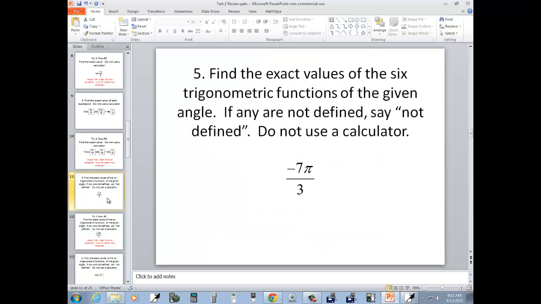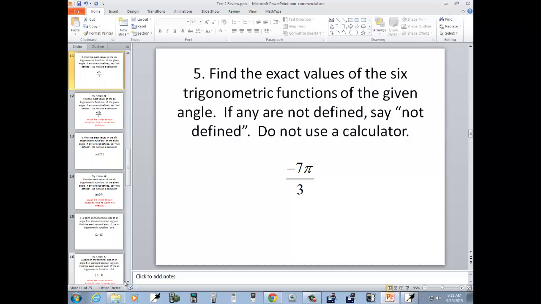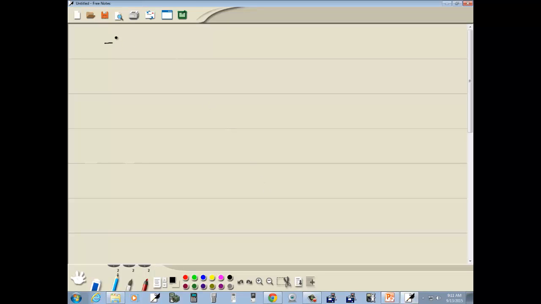You have fresh minds. Okay, let's take a look at this one. We want to find the exact values of the 6 trig functions of the given angle. If any are not defined, say not defined. Do not use a calculator. So we got negative 7 pi over 3. Well, first thing I notice is that this is not on the unit circle. So I need to add 2 pi, or possibly even add more than that.